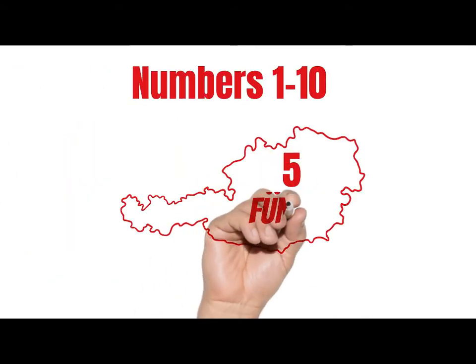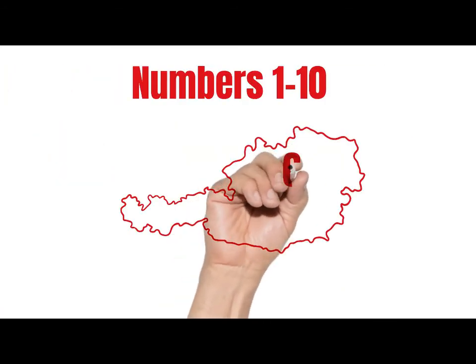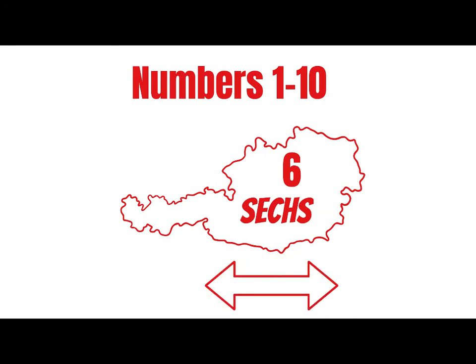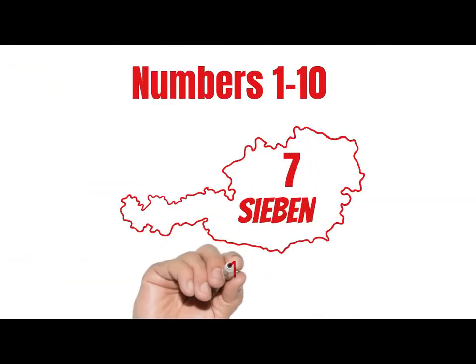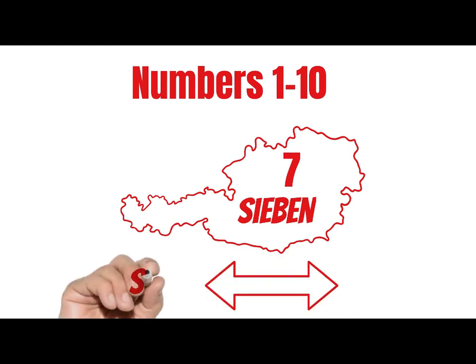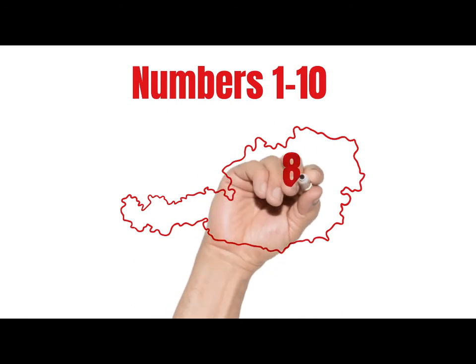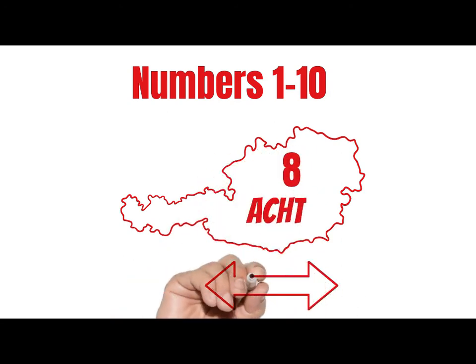5 means FÜNF. 6 means SECHS. The word for 7 is 7, and many people will say 7. 8 means ACHT, and most of the time you will come across ACHT.